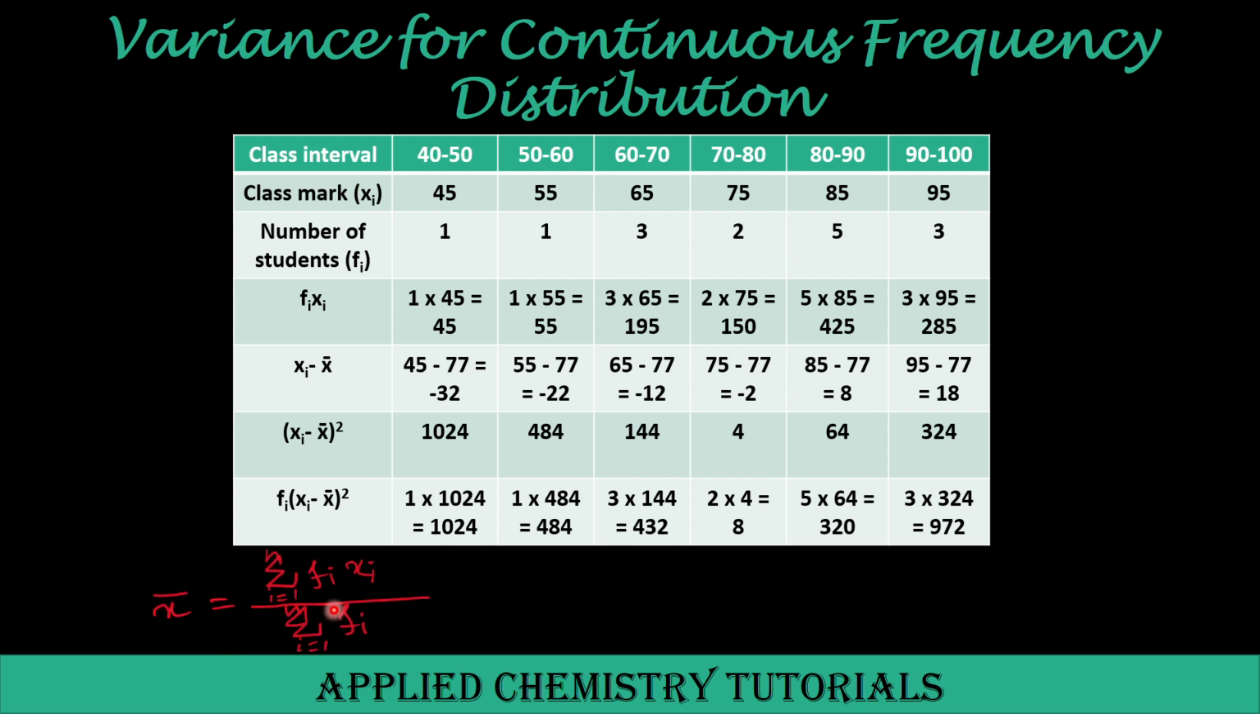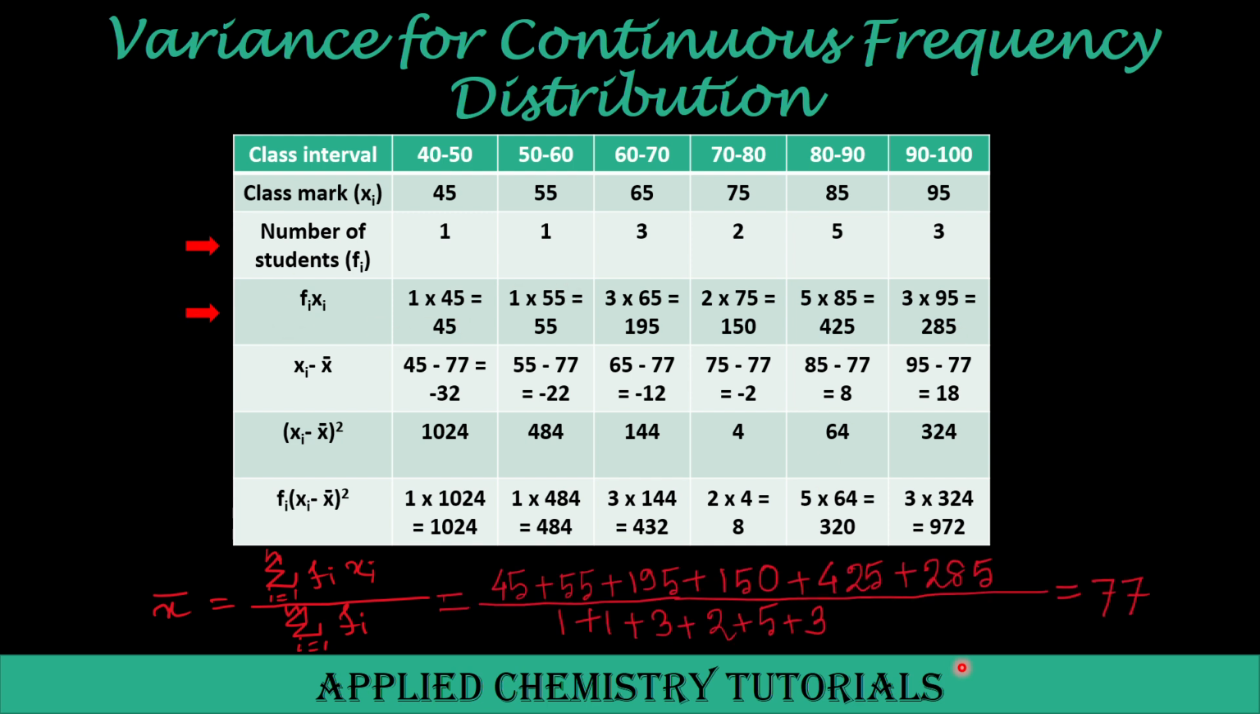So x bar, or the mean, can be calculated similarly from the given equation. The fi xi term can be calculated here: fi multiplied by the corresponding xi, so 1 multiplied by 45 equals 45, 1 multiplied by 55 equals 55, and so on. We add all these fi xi terms together in the numerator, and add all the fi terms in the denominator, as shown here. So we get our value of x bar equal to 77.